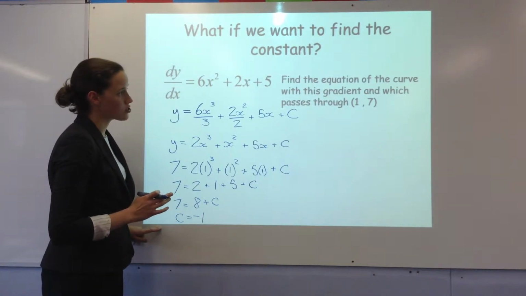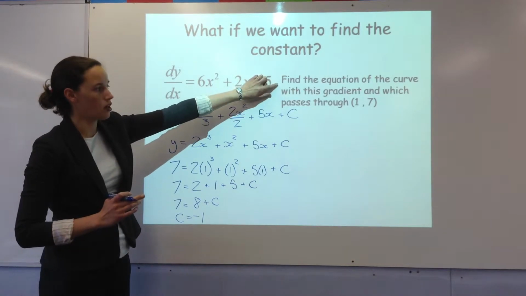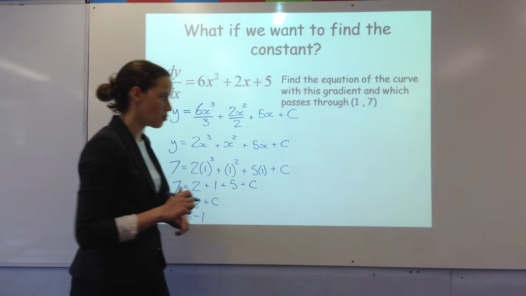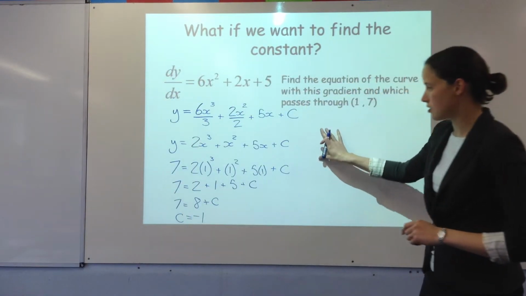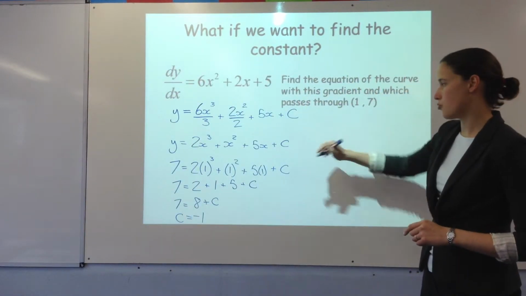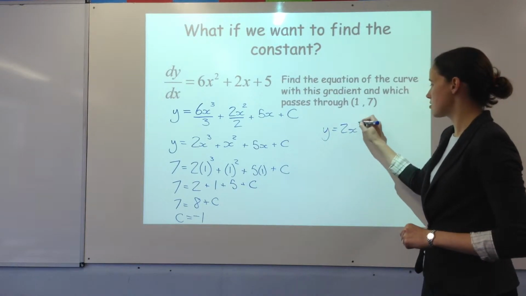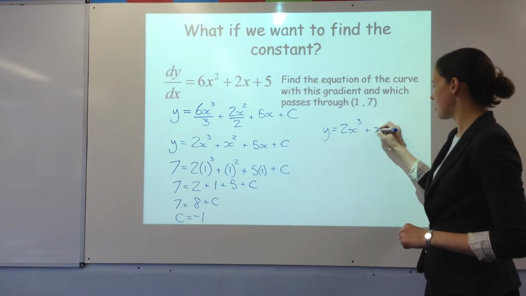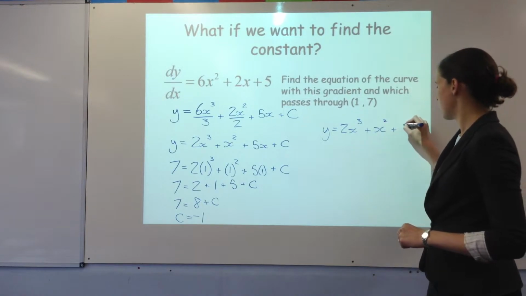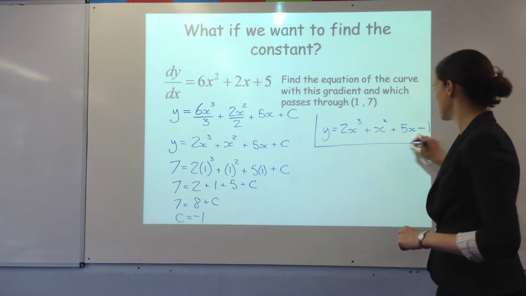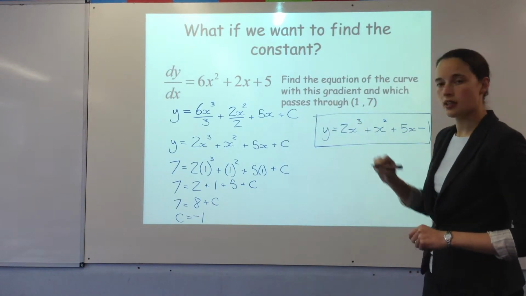Now it asked us in the question, find the equation of the curve with that gradient which passes through this point. We still haven't actually done that. We need to now write our final answer in this form. We've got y is equal to 2x to the power of 3 plus x squared plus 5x minus 1. And this is our answer.